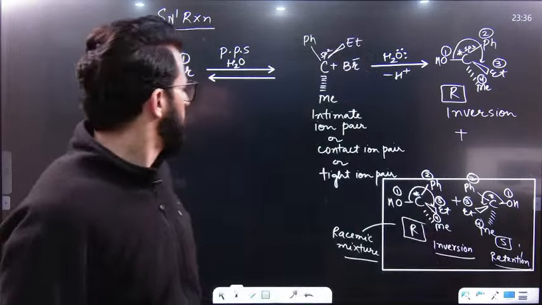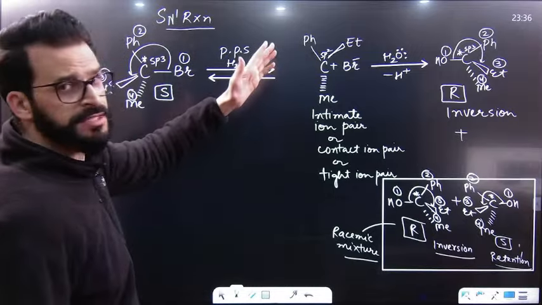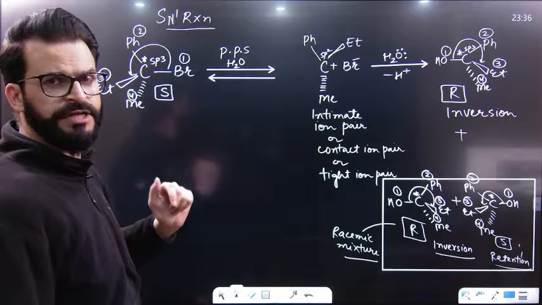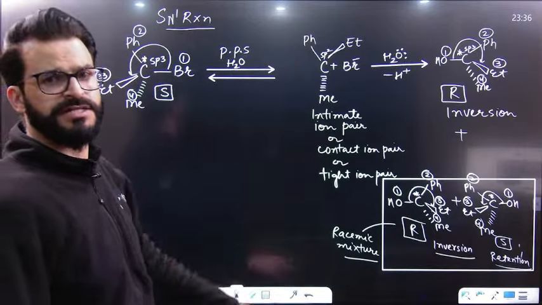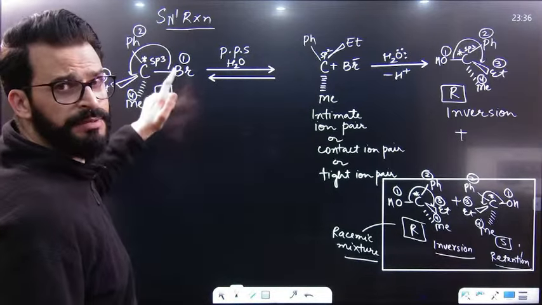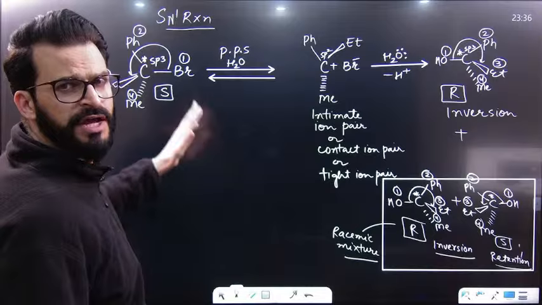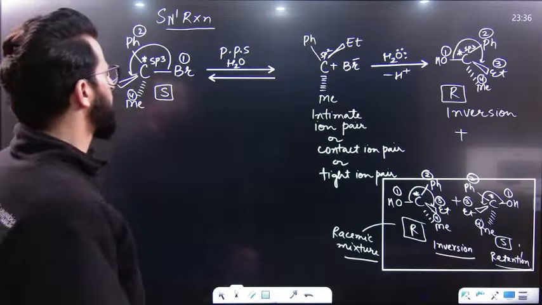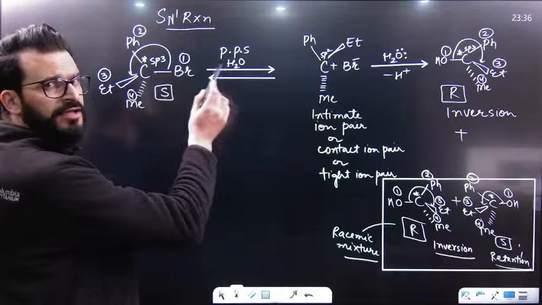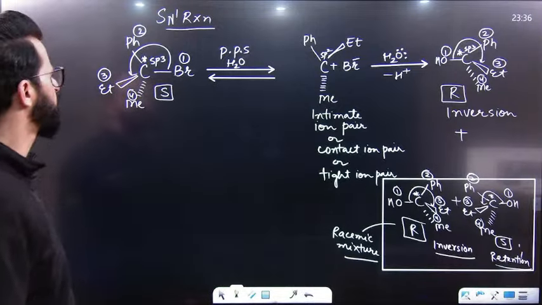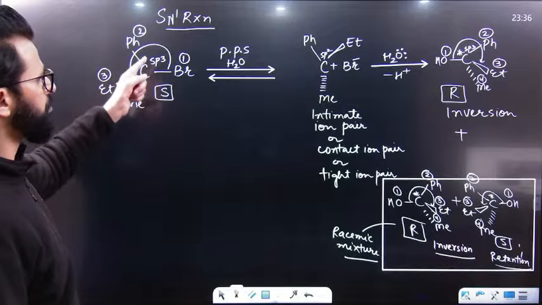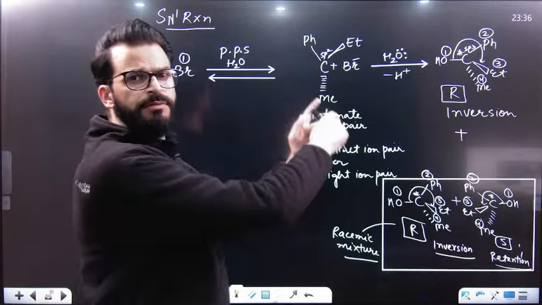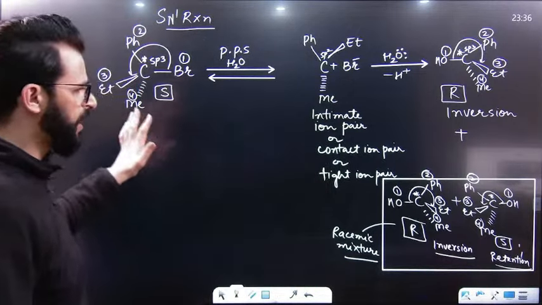Second, the better the leaving group is, the more formation of carbocation will take place and SN1 will be fast. And we know I minus is a better leaving group, then Br minus, then Cl, then F. That's why RI, RBr, RCl, RF will be the reactivity order. After that, if the substrate forms a carbocation, the more stable the carbocation, the faster will be the rate of SN1. So this was all about SN1.